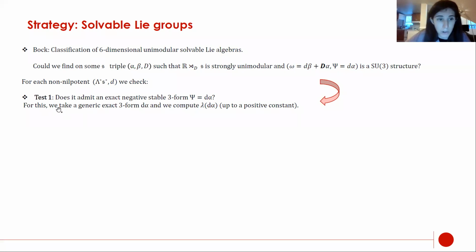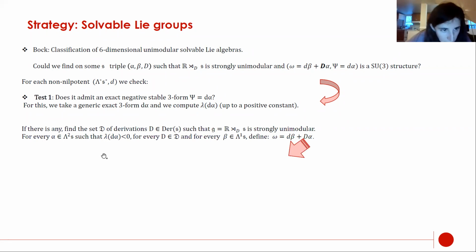So for this, we just take a generic exact free form, the alpha, and we compute its lambda invariant up to a positive constant, according to the remark I explained above. And if there isn't, we exclude this algebra, and otherwise we continue and we find a distinguished set of derivations such that the semi-direct product of R with the solvable Lie algebra is strongly unimodular.